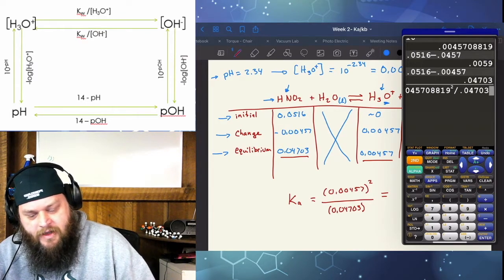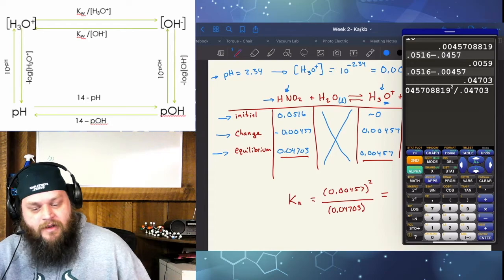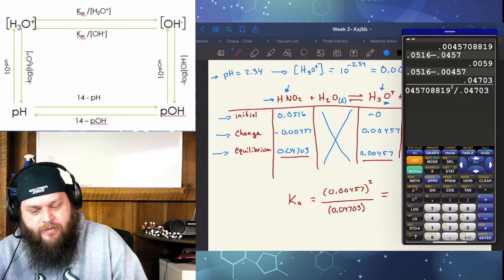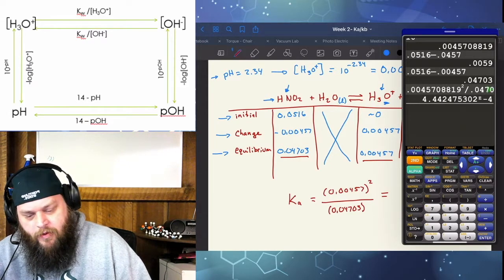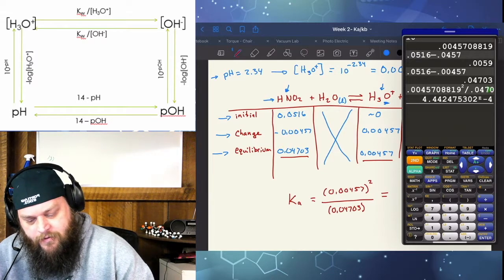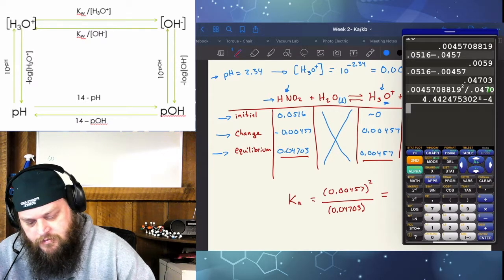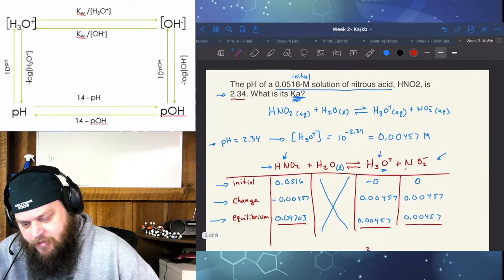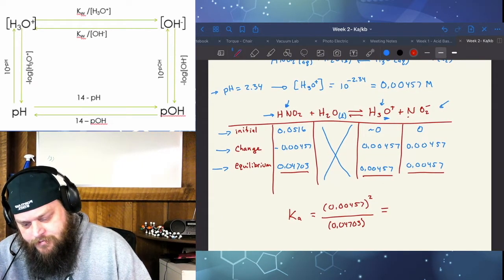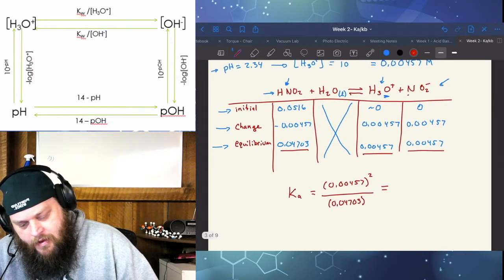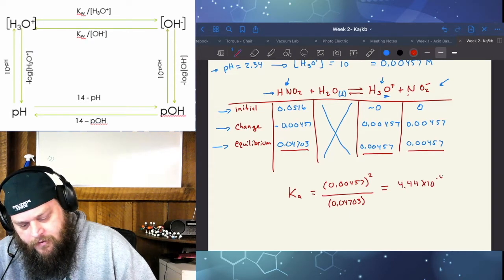There we go. So that's our concentration of hydronium times our concentration of the conjugate base. That's why it's squared at the top, divided by our concentration of the acid. Gives us 4.44 times 10 to the negative 4. And making sure I do my sig figs properly, we have 3 initial ones here. Yeah, this should be good. So that was 4.44 times 10 to the negative 4.